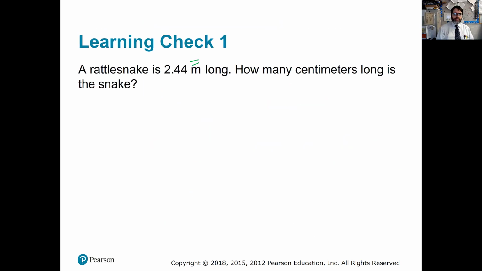Here we have another problem: a rattlesnake is 2.44 meters long in meters, and I want to know its length in centimeters. And so really I'm just changing the units here on this one. I mean, that's all we're ever doing is changing the units, but I'm measuring the same thing, a length and a length, in very similar metric units. Now, if you know the move the decimal trick, you can just move the decimal here. I do want to show how to set this up the dimensional analysis way.